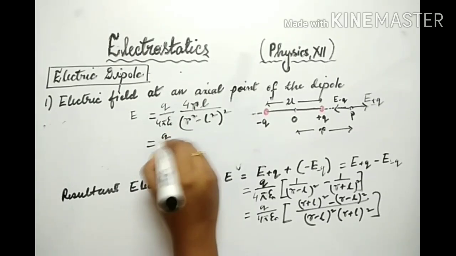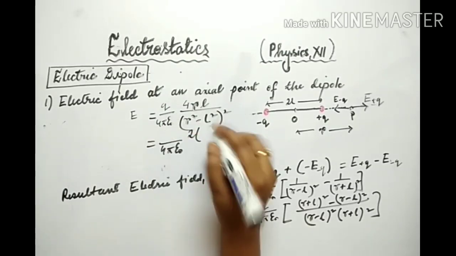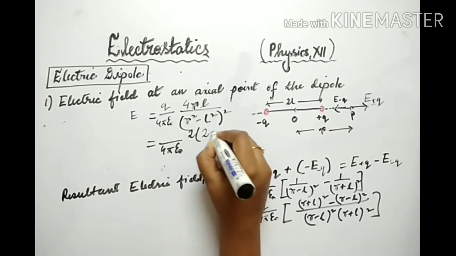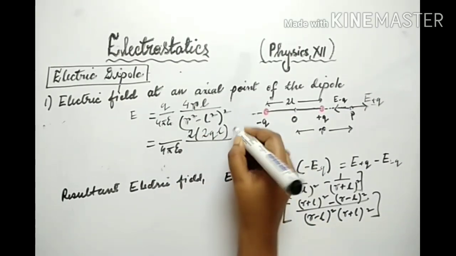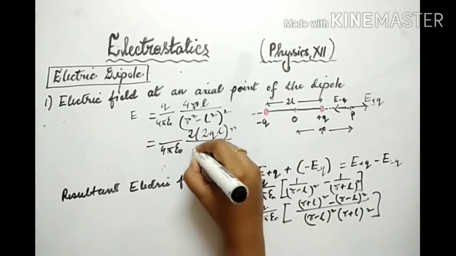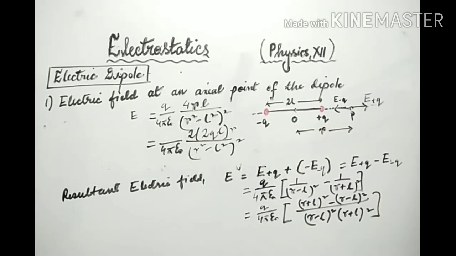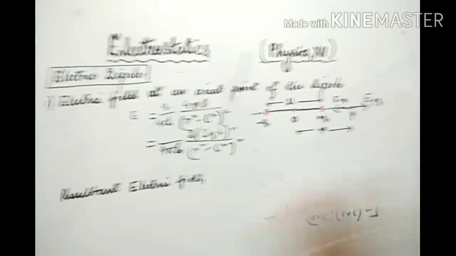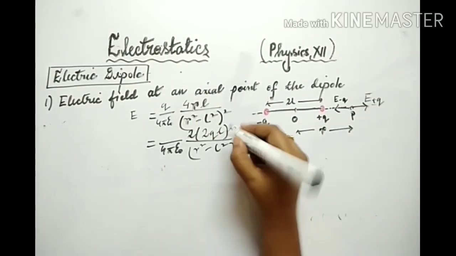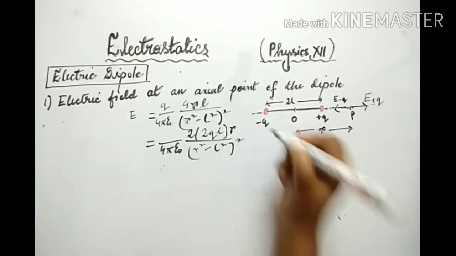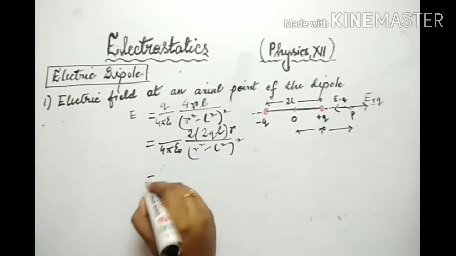Now let us rearrange it a little bit. Let us have 2QL. Let the R be outside. R square minus, just erase this portion. So what did we do? We kept the R outside the bracket. We took 2QL inside. And what remains?